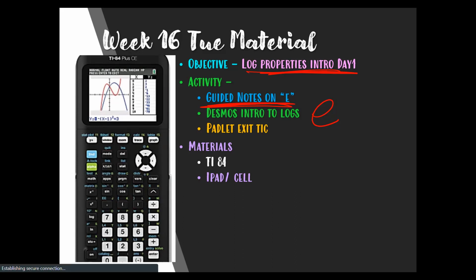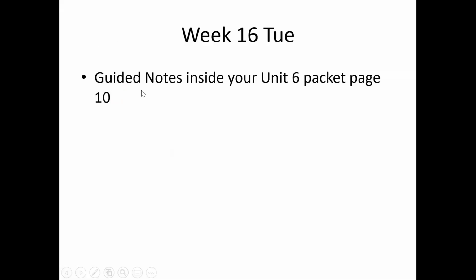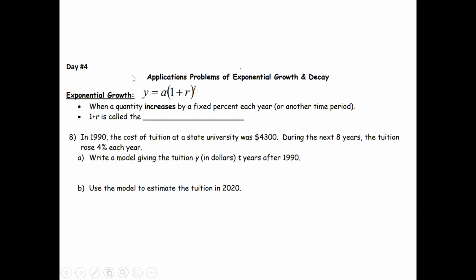All right, so if you guys have your notes right now, make sure you turn to the inside part of your guided notes, which is this page right over here. So let's start off with that.